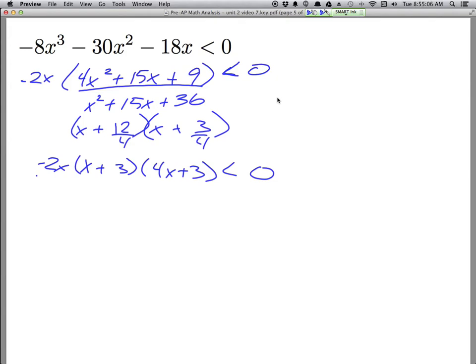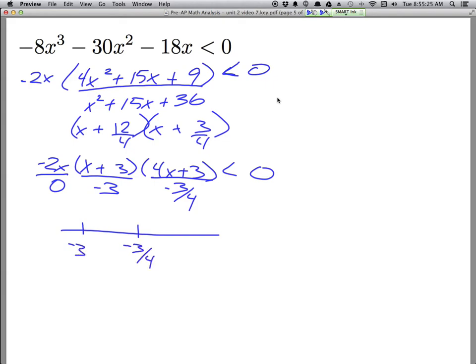So what do I get out of the negative 2x? 0. The x plus 3 is negative 3, and that gives me negative 3/4. Make sure you put them in order on your number line. Negative 3, negative 3/4, and 0.